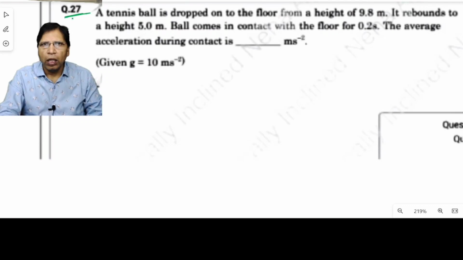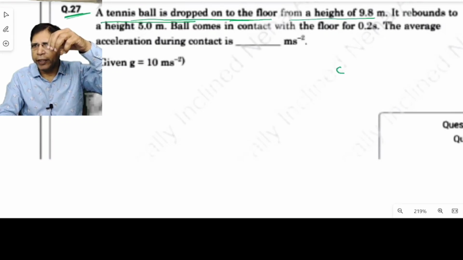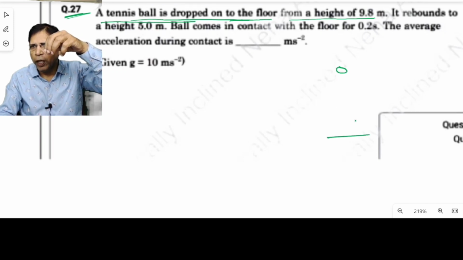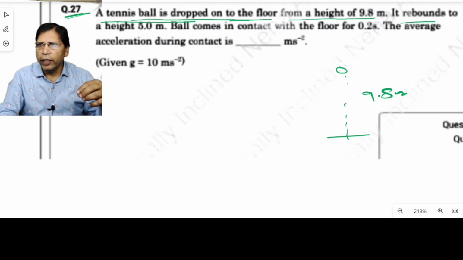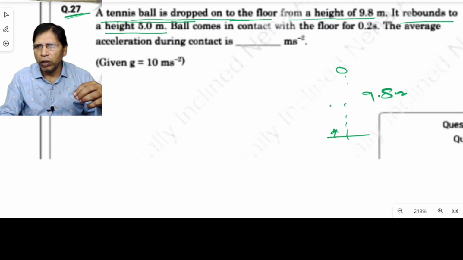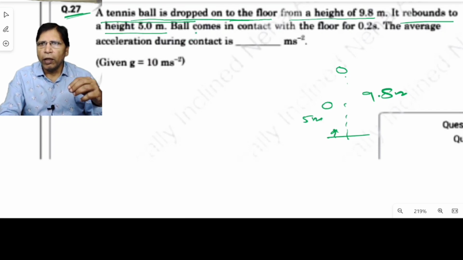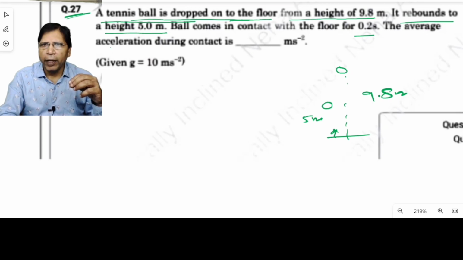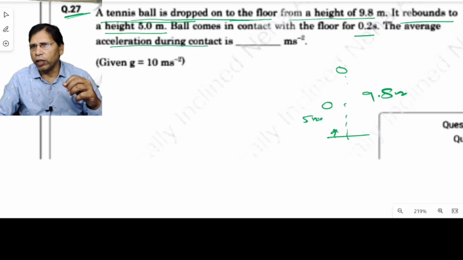Okay. Now question number 27. A tennis ball is dropped from a height of 9.8 meter. It rebounds to a height of 5 meter. The ball is in contact with the floor for 0.8 second. The average acceleration during the contact is, okay, g is 10 meter per second square.